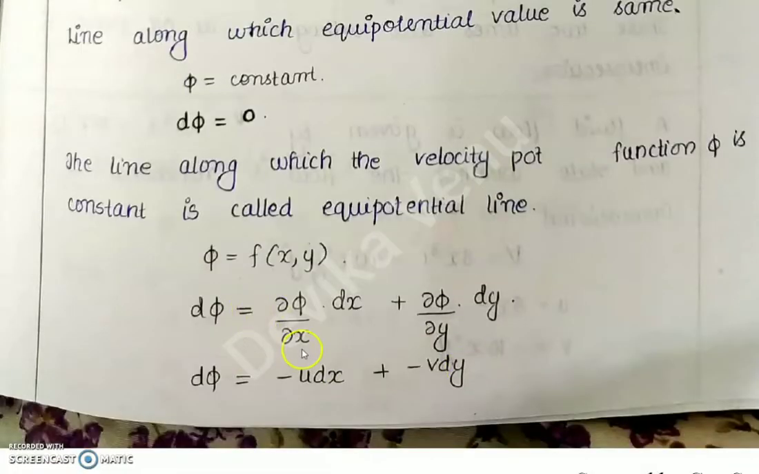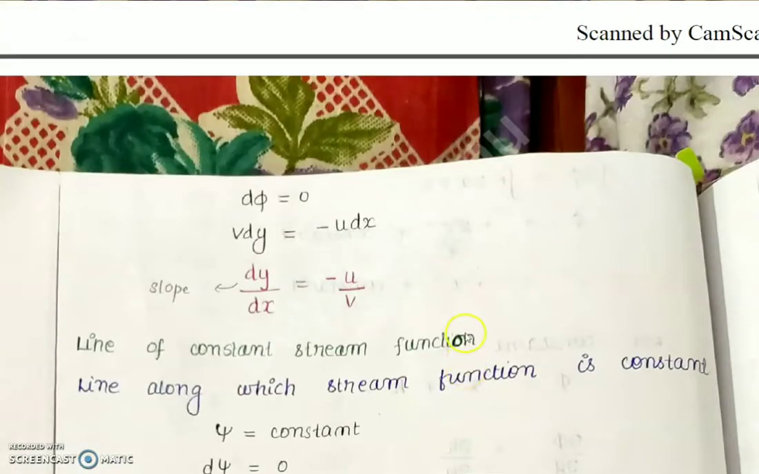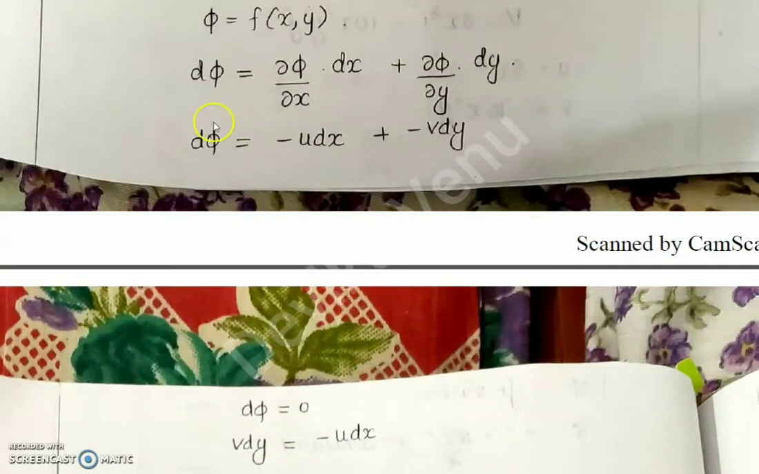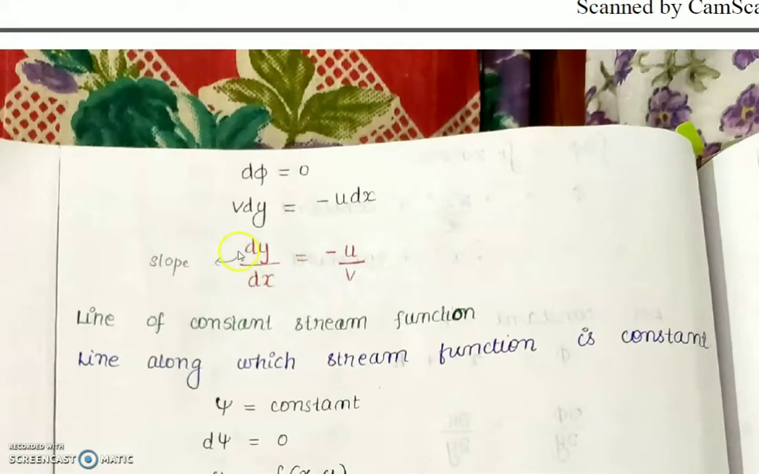So what is dou phi by dou x? It is the negative derivative; dou phi by dou x will give you the velocity in that direction. So this is equal to minus u dx plus, here dou phi by dou y is minus v, so minus v into dy. And here you know that in the equipotential line d phi equals 0. So substituting the value of 0 here, the equation will become v dy is equal to minus u dx.